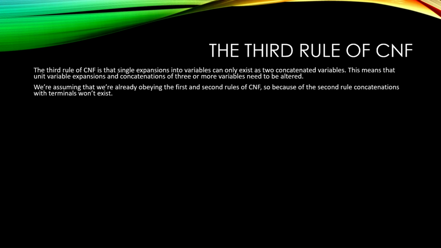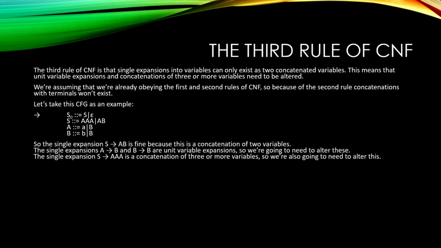So we're assuming that we're already obeying the first and second rules of CNF. Because of the second rule, concatenations with terminals already won't exist. So let's take this CFG. We have an S0. S expands into AAA or AB. Variable A can expand into terminal A or variable B, and then similar with B. So S expands into variables AB is fine, because that's a concatenation of two variables.